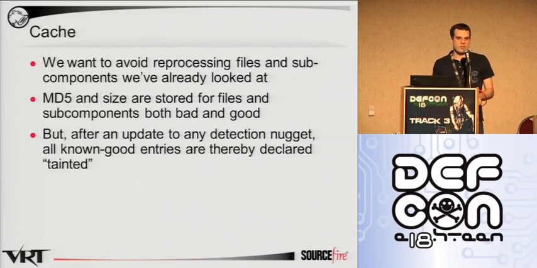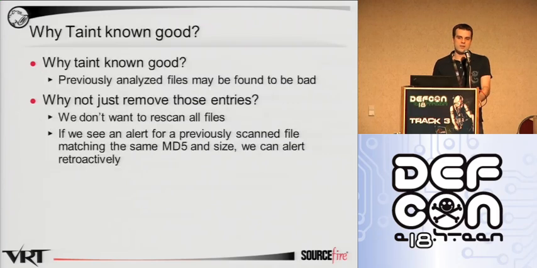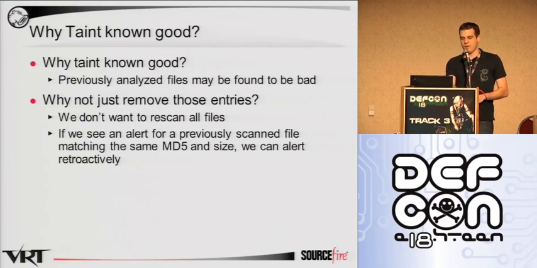Now you might ask why we mark them as tainted instead of just removing them from the cache altogether. Well, the reason for that is because not only can we not say for sure that we're 100% confident that those files, according to the new detection, are in fact clean, but say we get another file that matches the MD5 and size, or whatever signature that we're using, we can then alert retroactively on any past events. So if we weren't able to detect it with the old detection, we do detect it with the new detection. All past events before that new detection was instituted will trigger an alert.